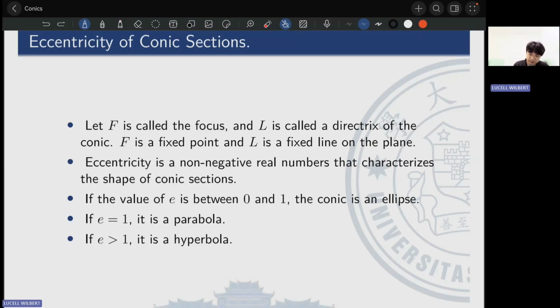Now, let's say this is the point of the focus, and this here is a fixed line, which is the directrix, or the line L. And let's say there's a point P right here. So we can say that the distance from the focus to the point P is PF. So this is PF. And we can define PL as the distance from the point to the line L, the directrix.